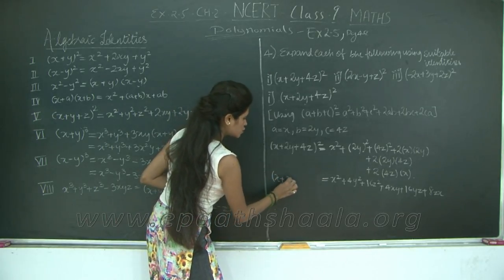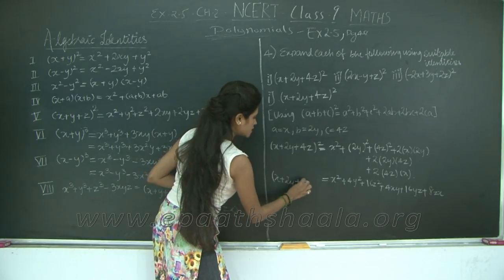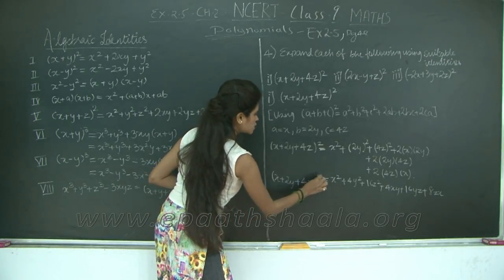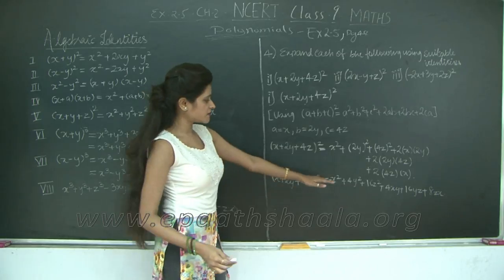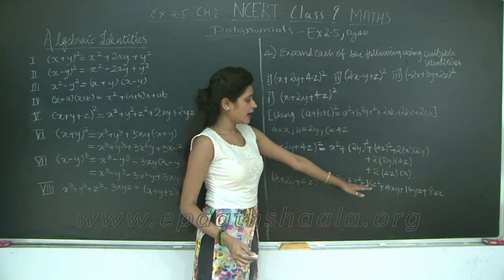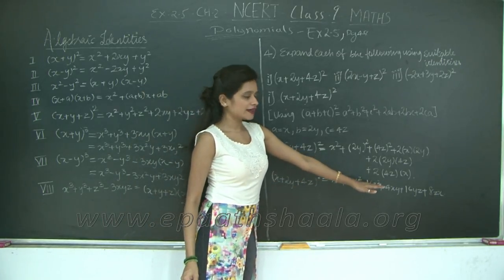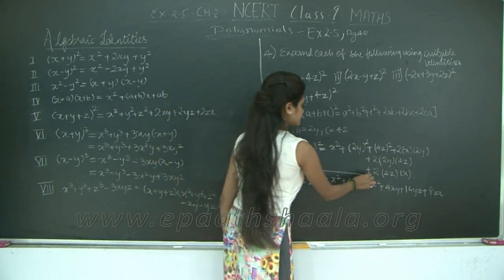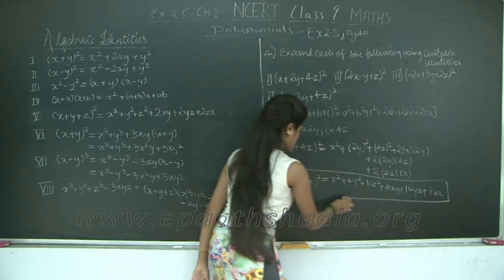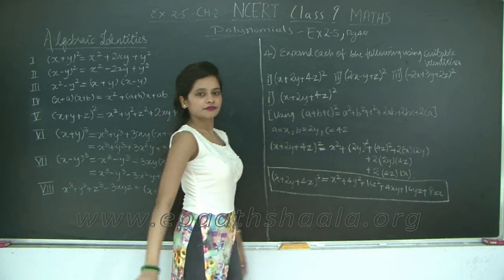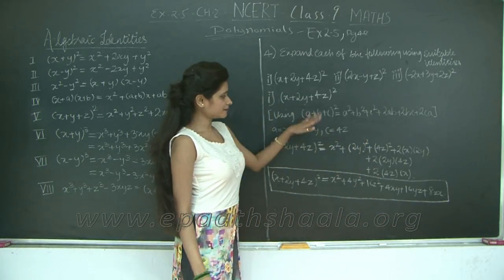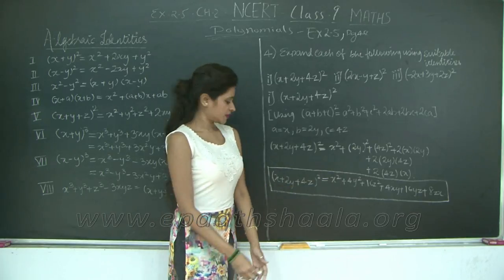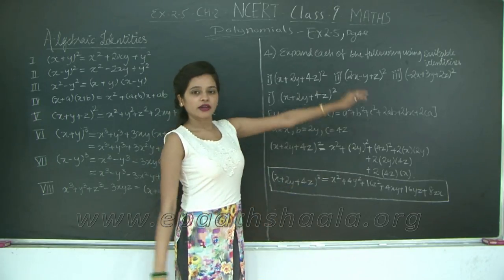So x plus 2y plus 4z the whole square is equal to x square plus 4y square plus 16z square plus 4xy plus 16yz plus 8zx. Finally, as our tradition says, you need to highlight your answer, right? Please take a look. Let us now proceed with question number 2.